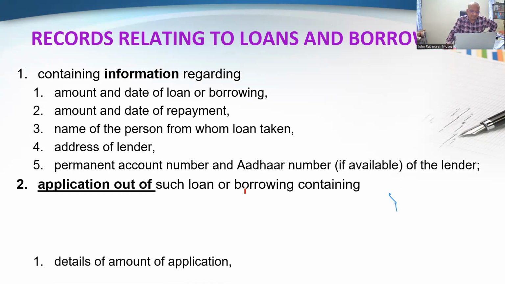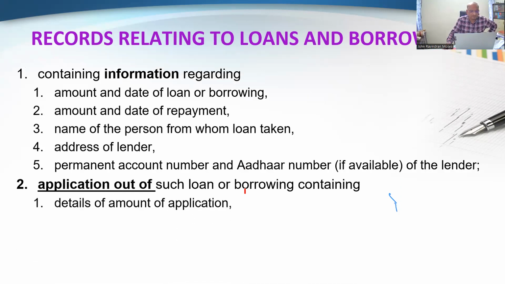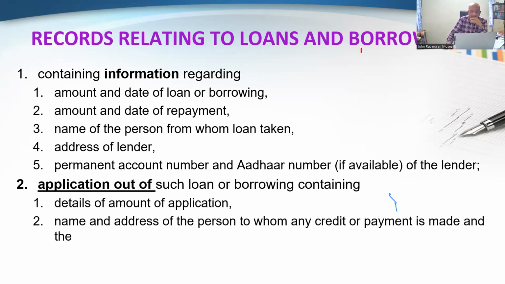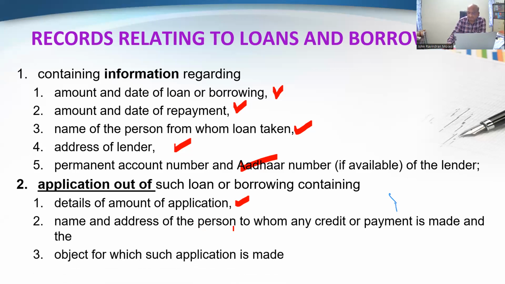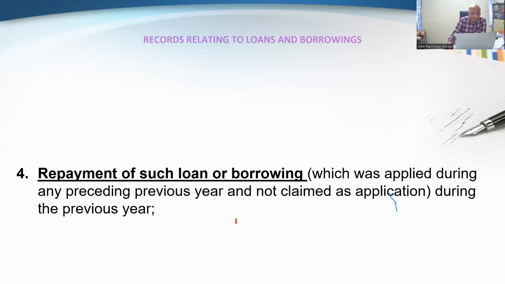What are the details to be available in case of loans and borrowings register? The loan register should give the date, amount and date of borrowing, date of repayment, from whom I've taken the loan, address of the lender, his PAN number or Aadhaar number. One of them should be available. For any application out of the loan, I also have to mention details of the amount of application, name and address of the person to whom you made it, and the object for which I have done that. All these need to be available. Okay, right?